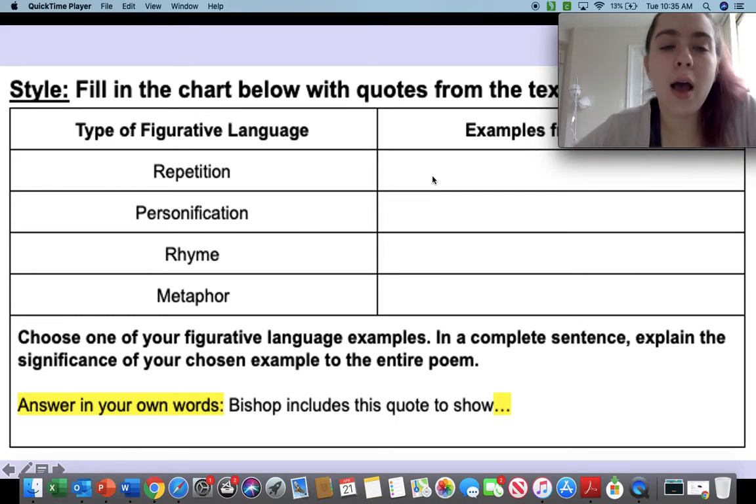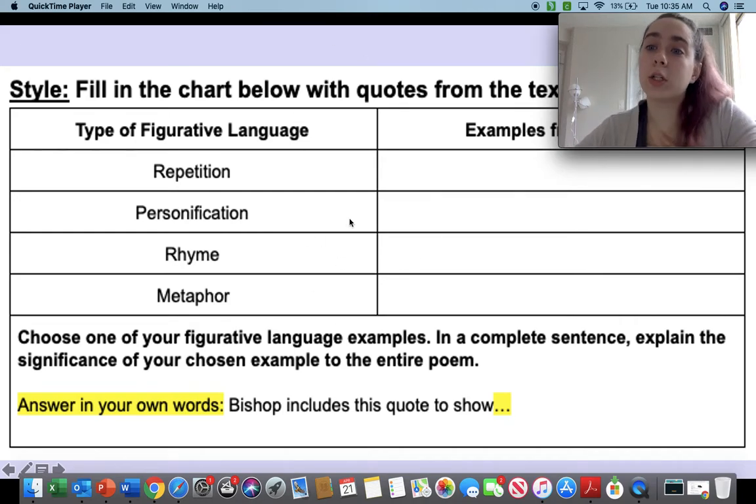Great, at this point, this style section of your digital worksheet should be completely filled out. If it's not, if you're having a hard time, please call or text me.